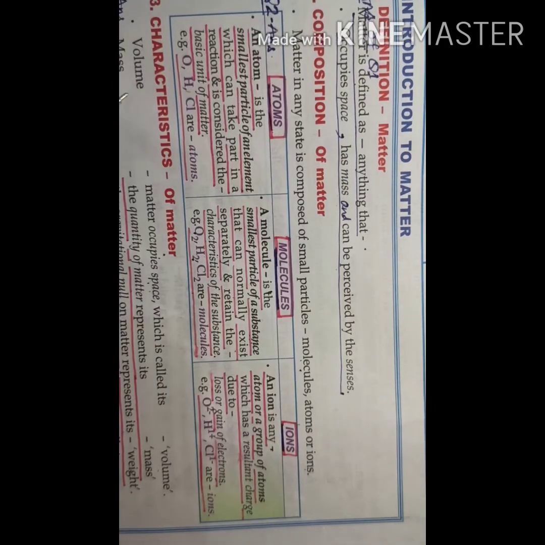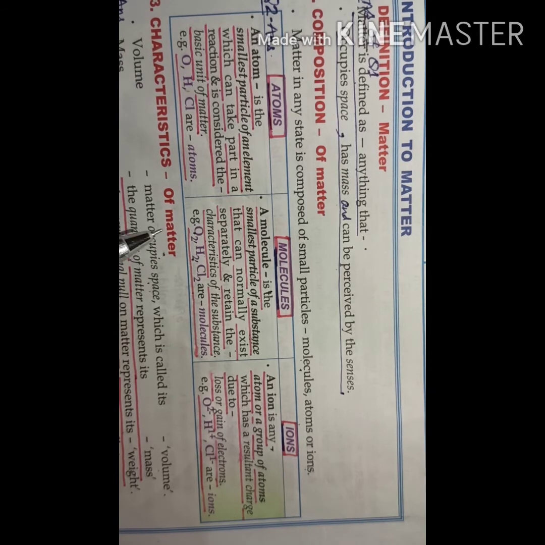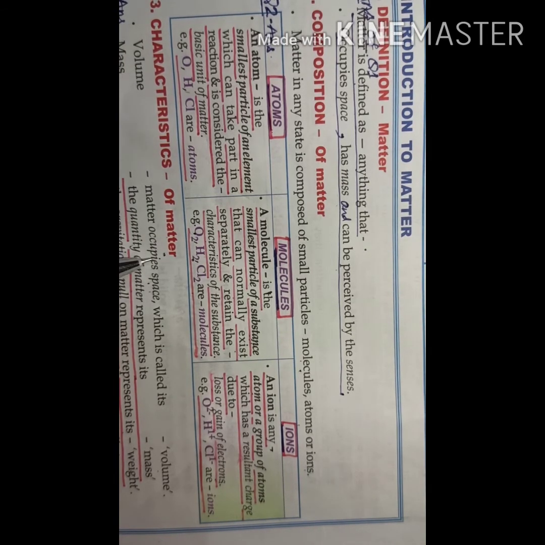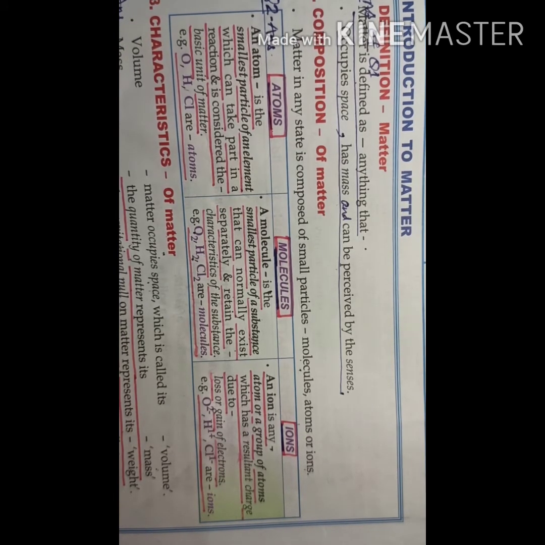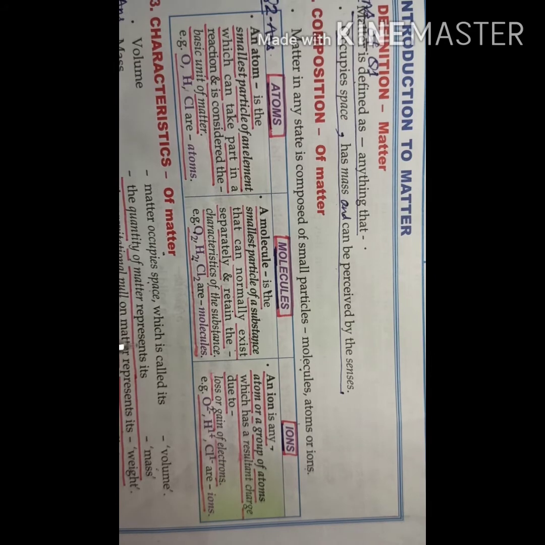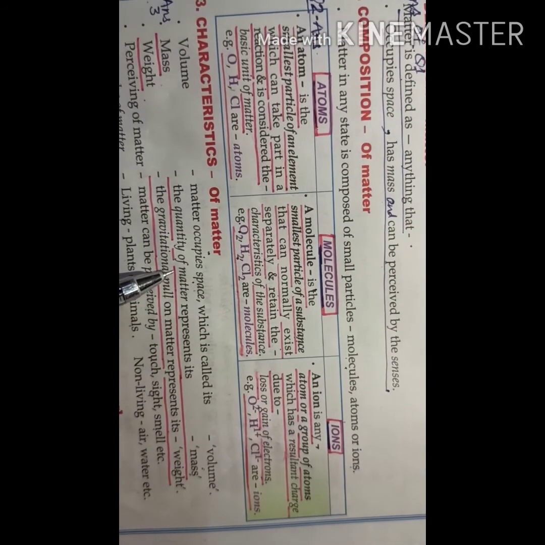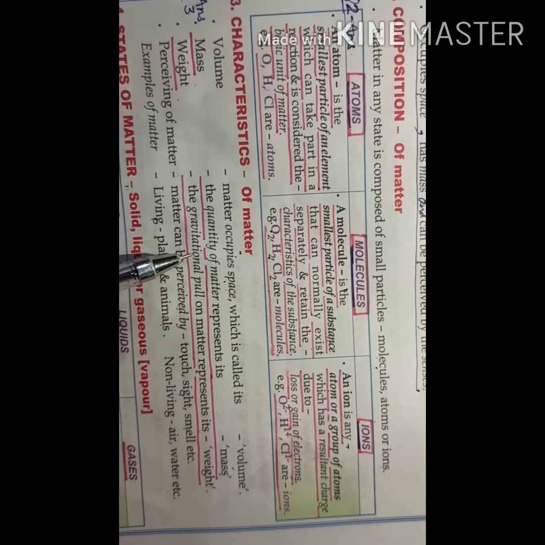Now next is the characteristics of matter. All of you know, matter occupies space. And what is this space? It is called volume. Now matter has mass. What is mass? The quantity of matter represents its mass.